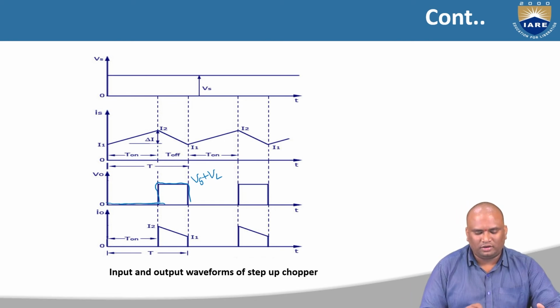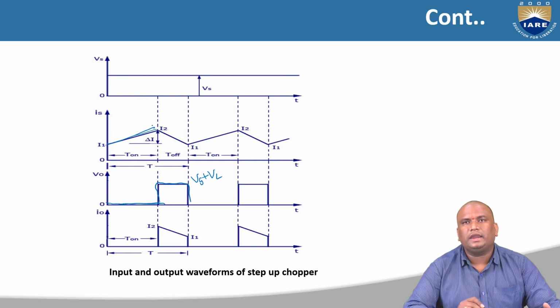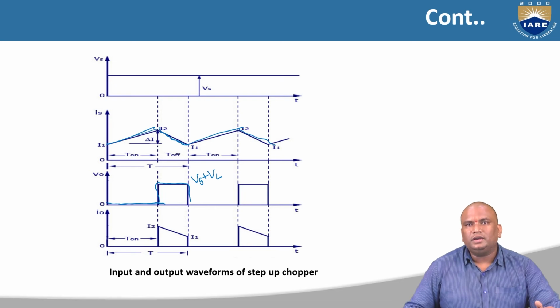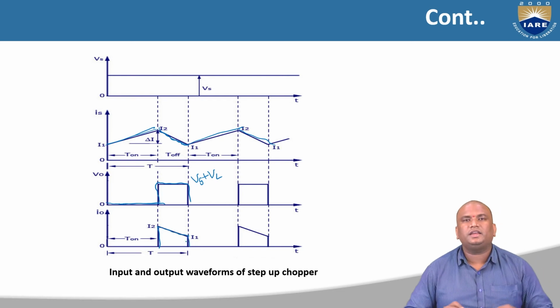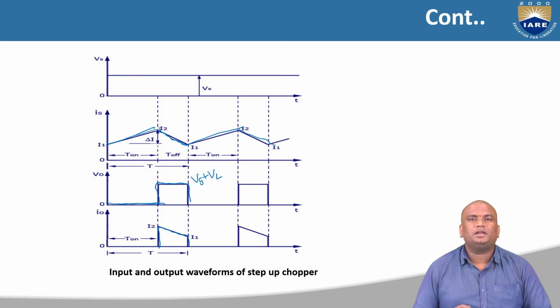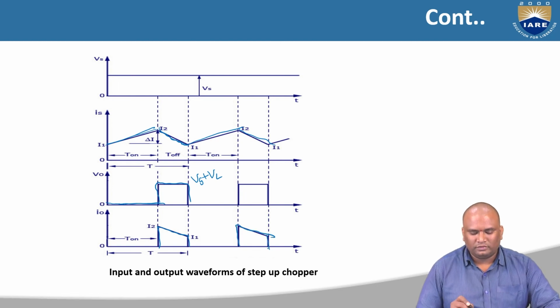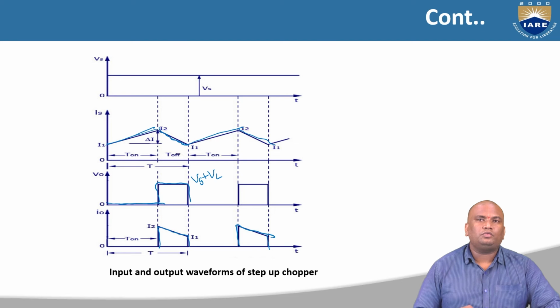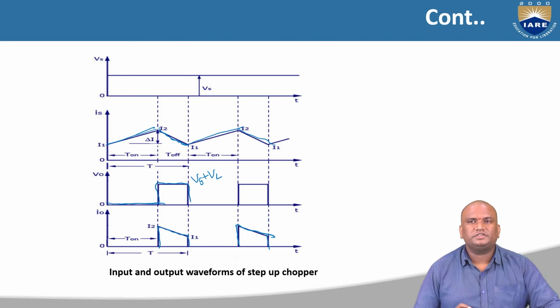Once the chopper is on, it is under charging mode, so the current will be increasing. Once the chopper is off, the current will be in decreasing mode. And again, once the chopper is on, the current will be increasing. These are the charging and discharging portions of the current. The output current will be available only during the chopper off condition, because once the chopper is on, no current is flowing to the load, since current will choose a path where it has zero resistance. These are the output voltage and output current waveforms for the step up chopper.